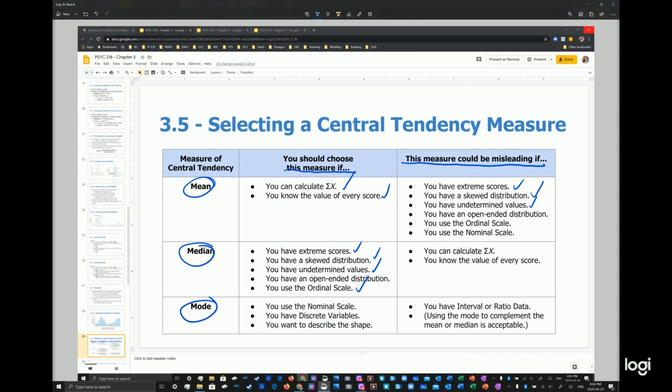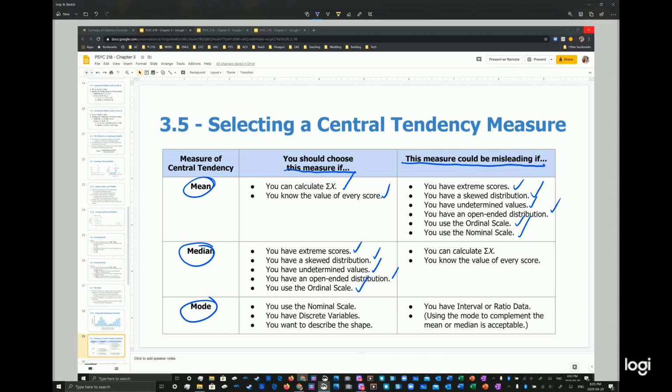Open-ended distribution, as in, the values can go really high. It's open-ended. So for discrete variables on ordinal and nominal scales, the mean would be misleading because it's not continuous. So the mean is a mathematical value, and it works best for continuous variables and an interval and ratio scale.